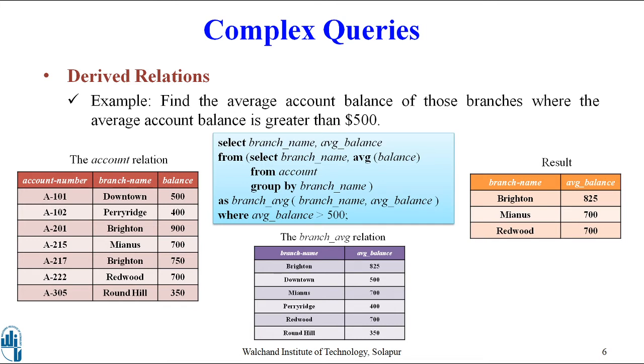Here, while writing the query, we do not need to use the having clause, since the subquery in the from clause computes the average balance and its result is named branch average. We can use the attributes of branch average directly in the where clause.